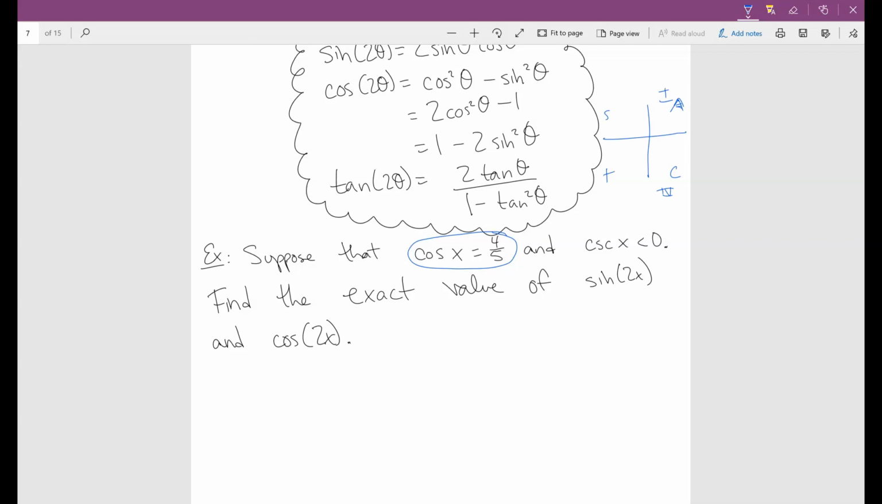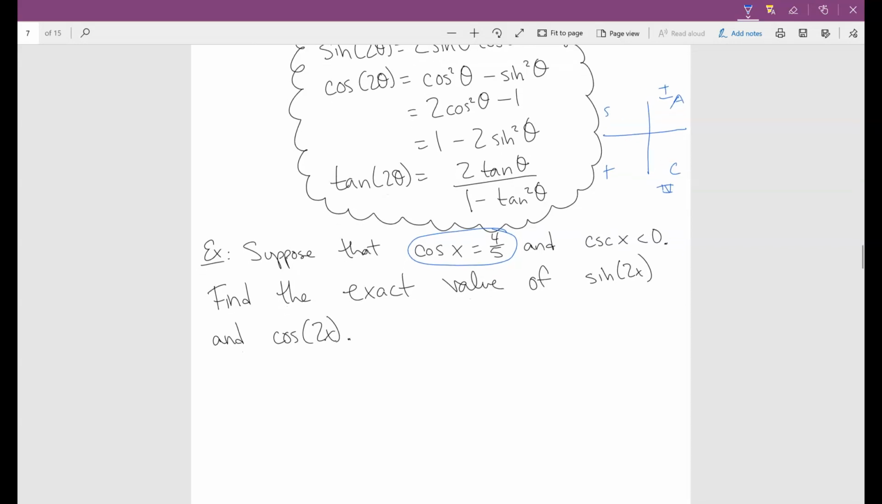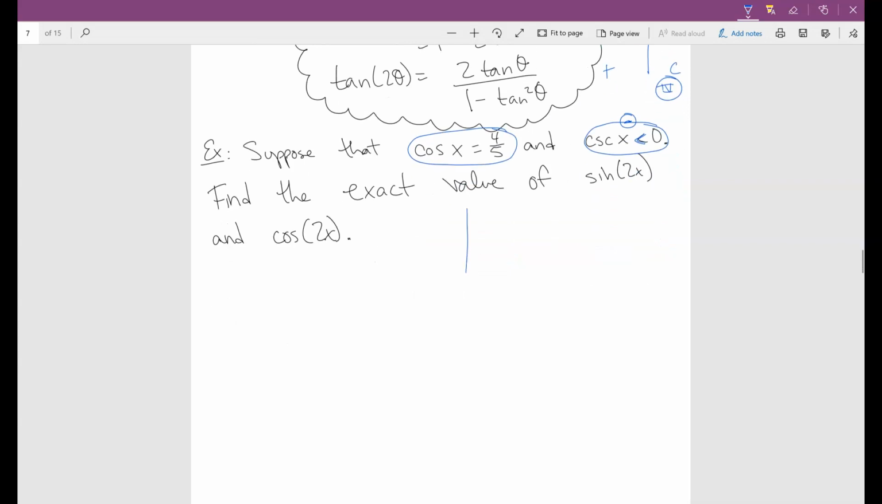So which one do we decide? Well, we have to look at the other piece of information that they give us. They also give you that cosecant of x is less than 0, so this means that it's negative. That means that this must be in quadrant 4. Okay, so we're going to go ahead and draw this out. This is now in quadrant 4, so our triangle is going to look like that, and here is the angle x.